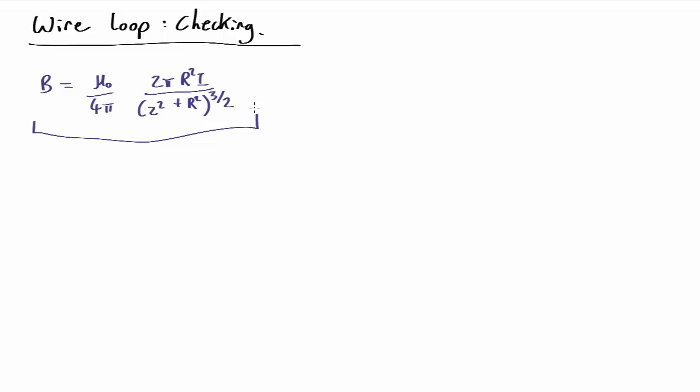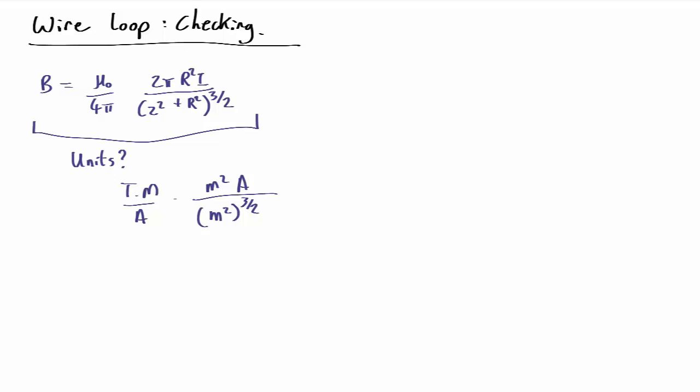A second way of checking would be units. So what are the units here? Well, mu naught has units of Tesla meters per amp. You can look that up. The constants, pi and 4, have no units. Then we've got an R squared, so that's meter squared, and current, which is amp. And at the bottom you've got Z and R, which are both distances, squared. So you've got meters squared to the 3/2 power, which will come out as meters cubed.